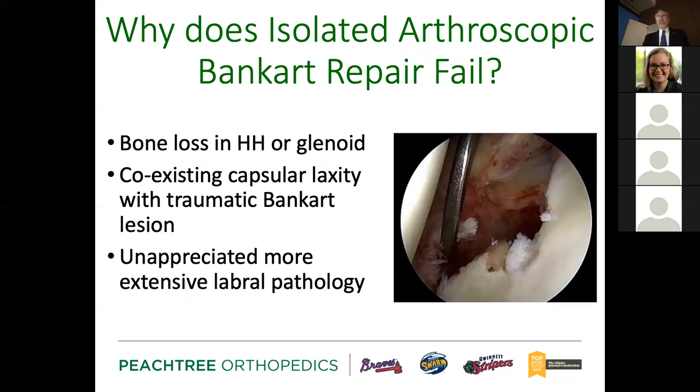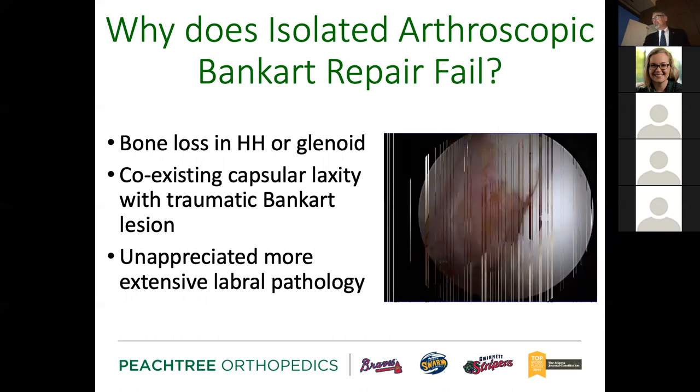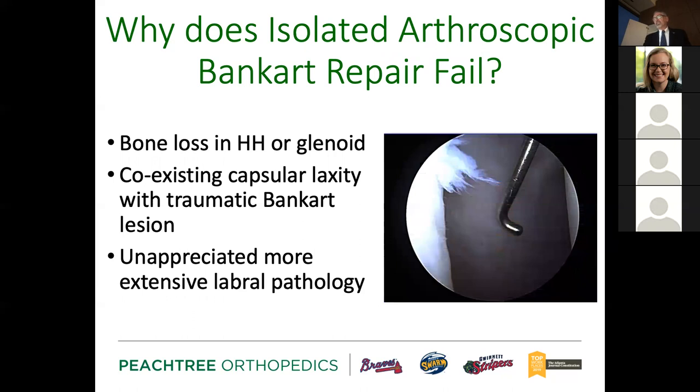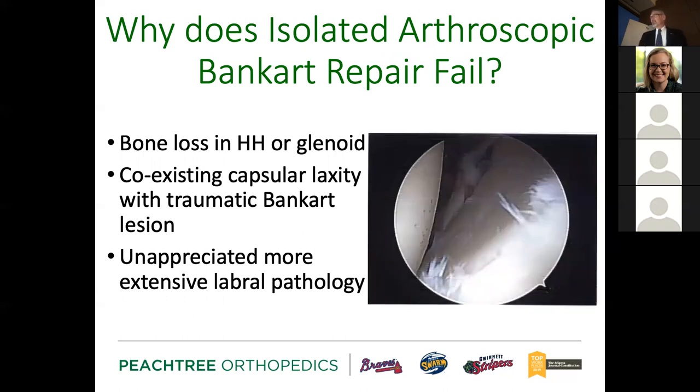Well, it fails because of other lesions very often. So the bone loss, either on the glenoid or the humeral head, or some coexisting capsular laxity. And here you see a patient with a drive-through sign. Pulling on the humeral head, you can see how you can just gap it away from the labrum and the glenoid there. Or unappreciated, more extensive labral pathology, which you'll see is much more common than has been appreciated.